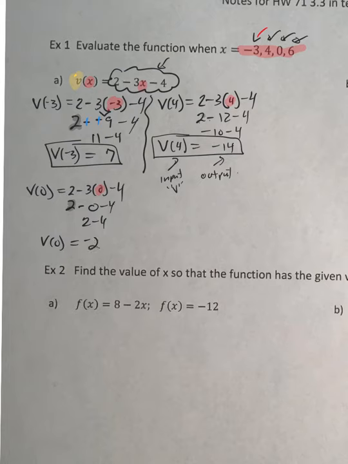So did you get v of 0, is how you read that, equals -2? In other words, when you plugged 0 into the function, did you get -2 out? When you plugged -3 into the function, did you get 7 out? When you plugged 4 into the function, did you get -14 out? And what happened when you plugged 6 in? So let's double check it. So pause the video, you try it, let's see what happens.